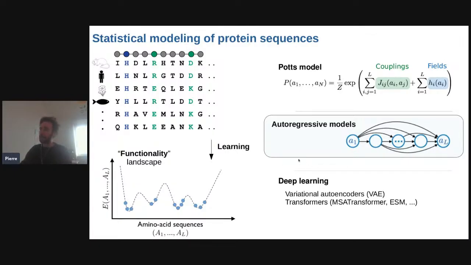Then recently there have been developments with deep learning. People use variational autoencoders and, more importantly, transformers, things like MSA Transformer and ESM. So you have a lot of ways to infer these functionality landscapes, and we are starting to know quite well how to build generative models of protein sequences.